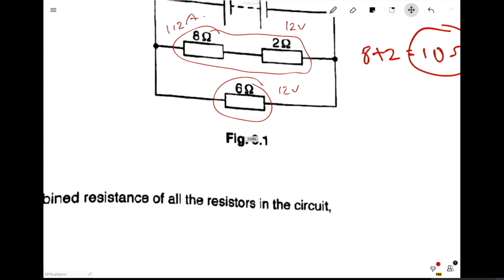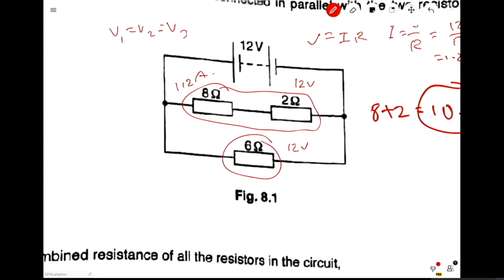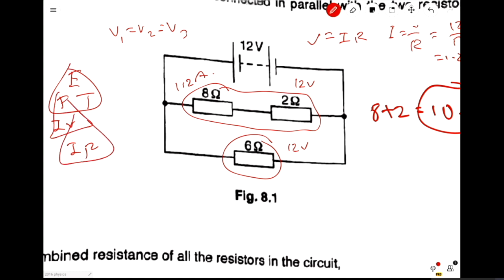Next, the power dissipated in the resistor of resistance 6. So I want to find power. How to find power here? Use our triangles, E, P, T, I, V, I, R. What's the formula for power? P equals IV. Now I have 12 V, but do I have I? No, I don't have I.